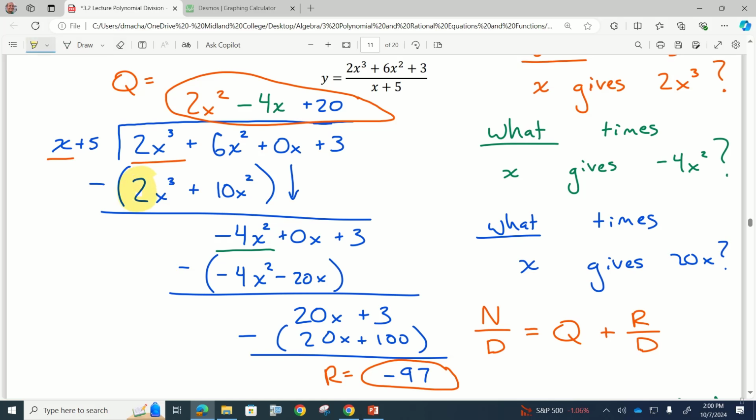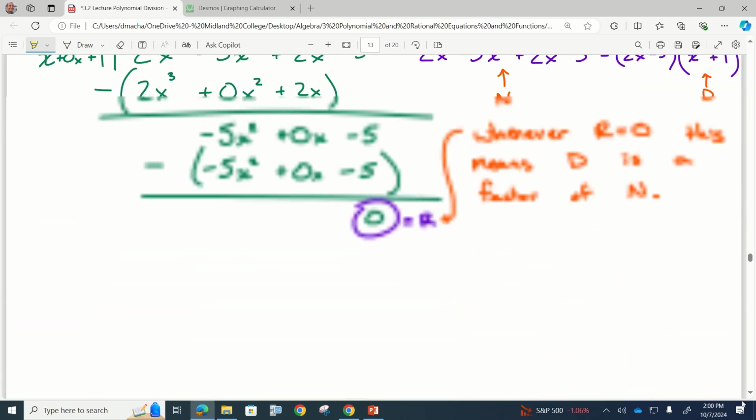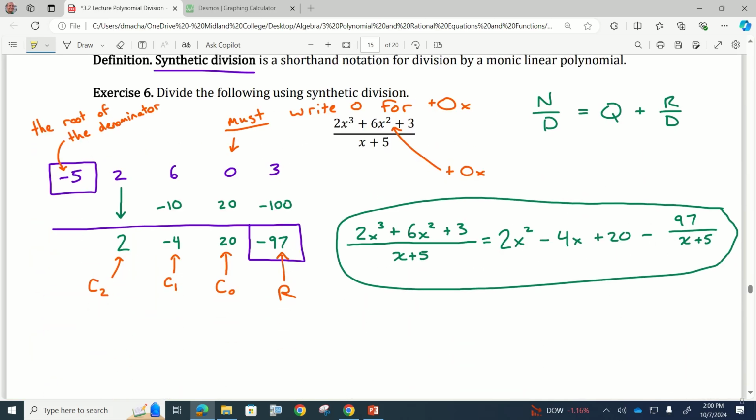And what I want to point out is that if you look at these numbers, like -2, -10, +4, +20, -20, -100, -97, all of that should look really familiar to you because we just found all of those numbers all throughout here. We're doing the same exact math with the same numbers. This is just a shorthand. It just means you don't have to write as much to do it. Okay?